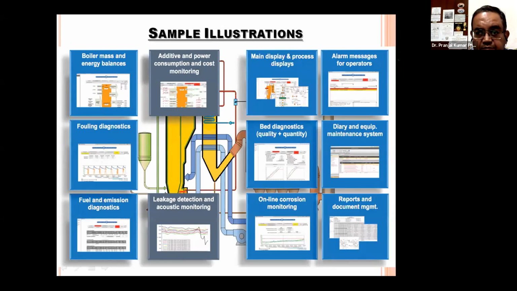These sample illustrations I'm just showing, like what are the things which can be diagnosed based on these IoT functions using microprocessors. One is boiler mass energy balance, fouling diagnostics, fuel and emission diagnostics, leakage detections, then additive and power consumption and cost monitoring. Similarly, main display and process displays are there. Then quality and quantity of the bed diagnostics can happen. Online corrosion monitoring, reports, document management for the top management on the basis of daily, fortnightly MIS reports. Then also you can have the alarm message for operations.